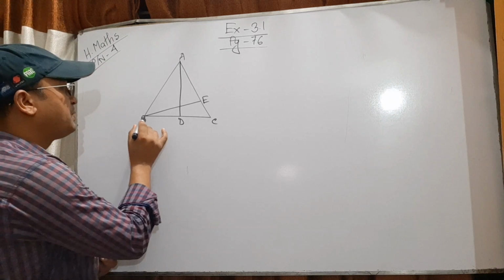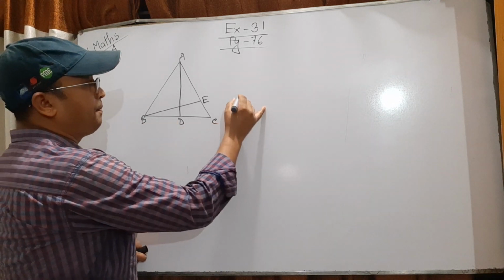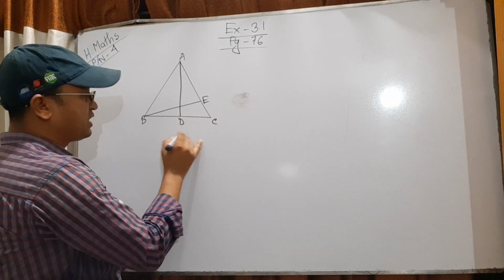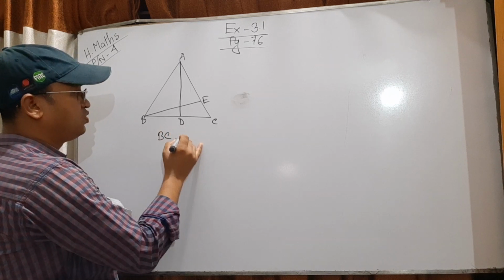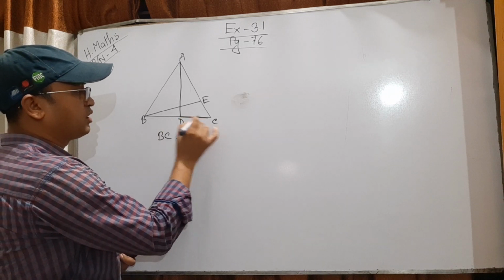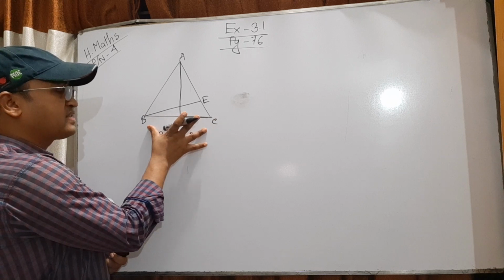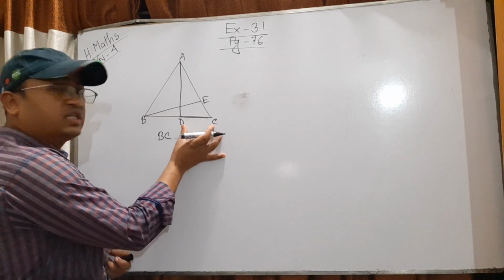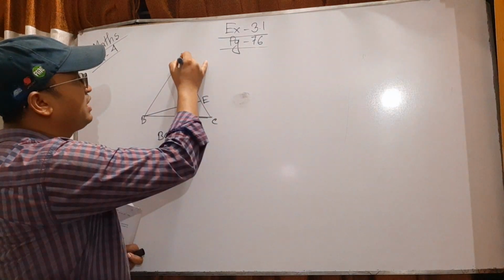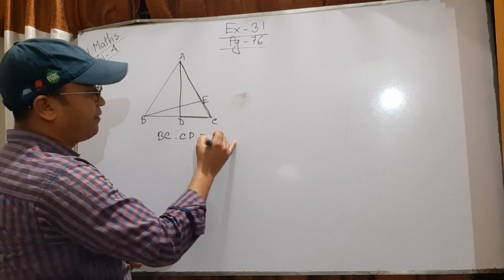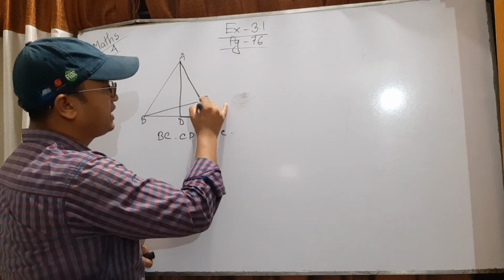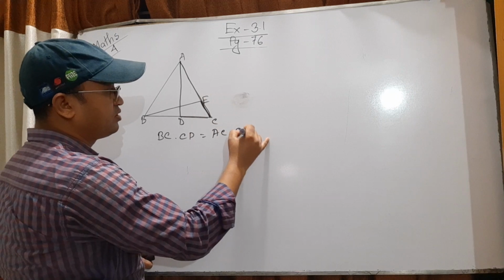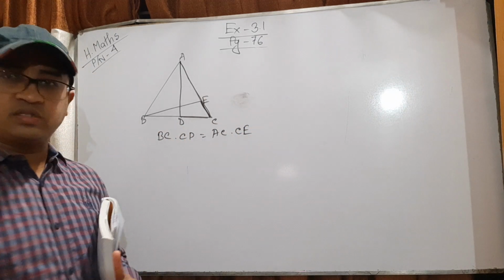So what will we prove? We will prove that BC, this side, into CD, this portion, equals AC, this side, into CE, this portion. Okay, we will prove this.